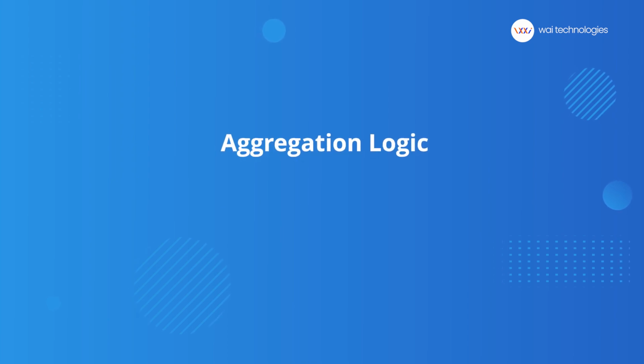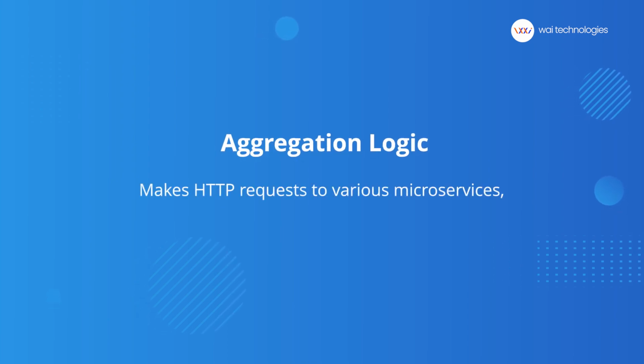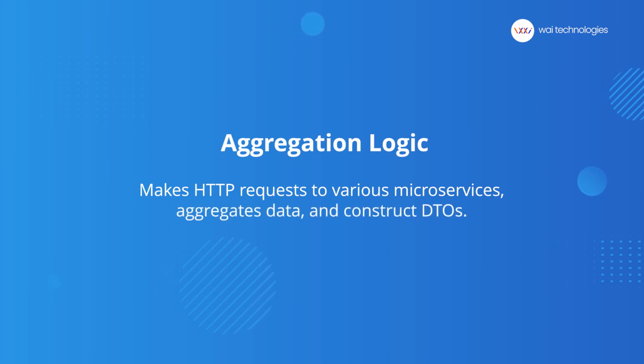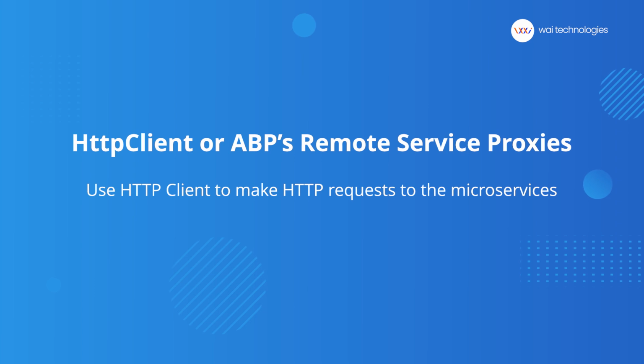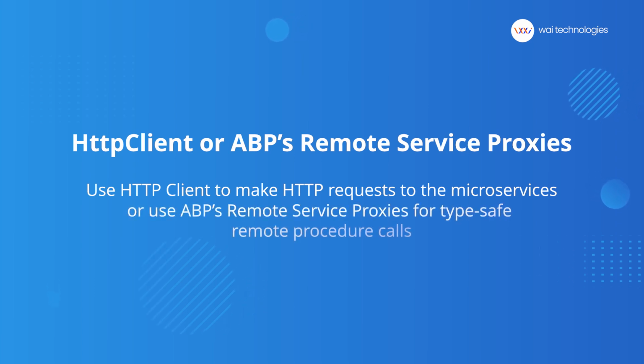Implement aggregation logic. Implement the aggregation logic within your aggregator service, and this logic will make HTTP requests to the various microservices, aggregate the data, and construct the DTOs. Use HTTP client or ABP's remote service proxies. Use the HTTP client to make HTTP requests to the microservices from your aggregator service. Alternatively, if your microservices are built using ABP, you can use ABP's remote service proxies for type-safe remote procedure calls.